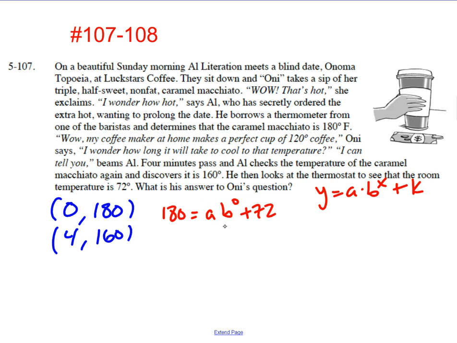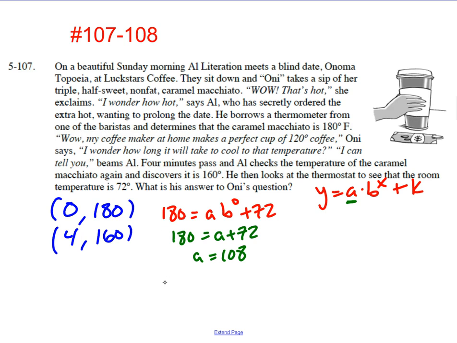And like I said, you can actually guess the a value, because as you can see here, 180 equals a times b to the 0, which is a, plus 72. So really a is 108. So again, you could jump to the a value and kind of guess it. If they give you the 0th term, just take your y-intercept and subtract that 72, and that's what your a value will be.